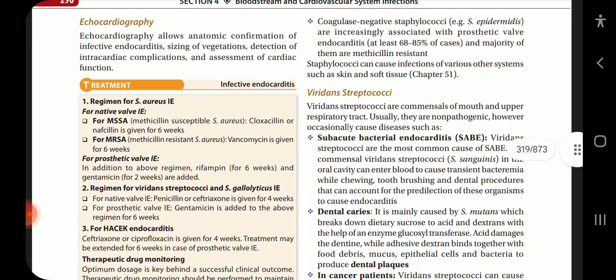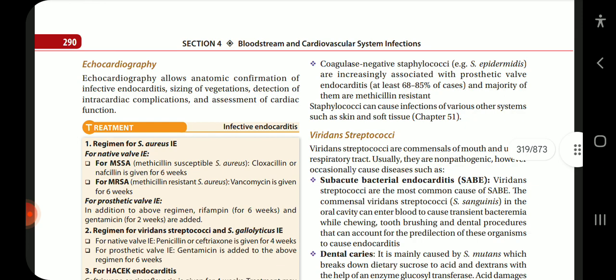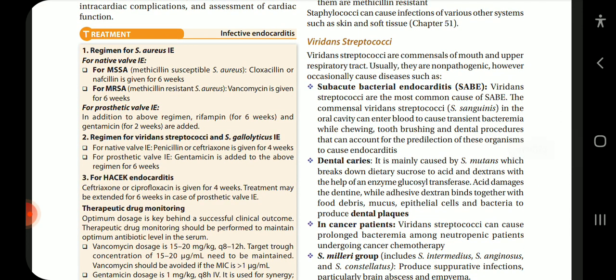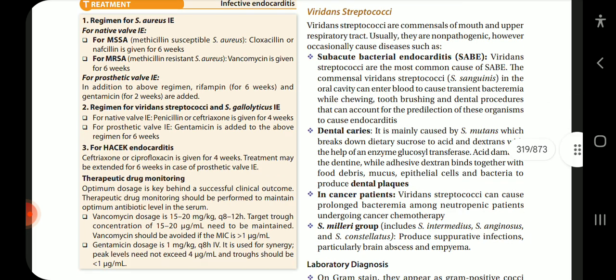For the treatment, the regimen for Staph aureus: for MSSA, which is methicillin-susceptible Staph aureus, cloxacillin or nafcillin is given for 6 weeks. For MRSA, methicillin-resistant Staph aureus, vancomycin is given for 6 weeks. For prosthetic valve endocarditis, in addition to the above regimen, rifampin for 6 weeks and gentamicin for 2 weeks are added.